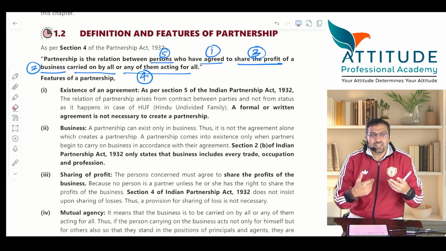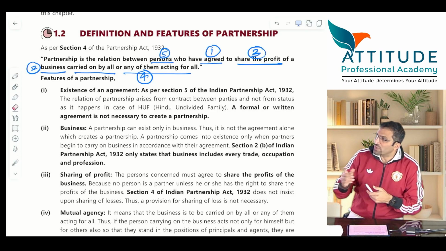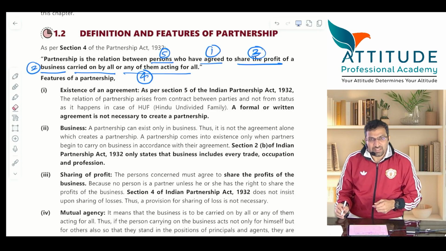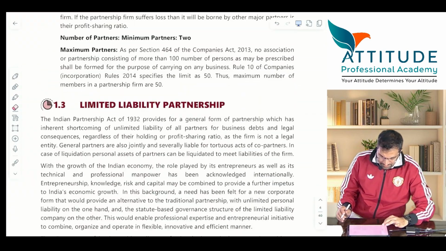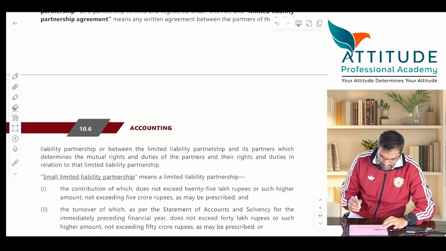What is it known as? So in partnership, there is always a mutual agency. Is that clear? In detail, we will discuss this later. Next, limited liability partnership, that also we will do later.